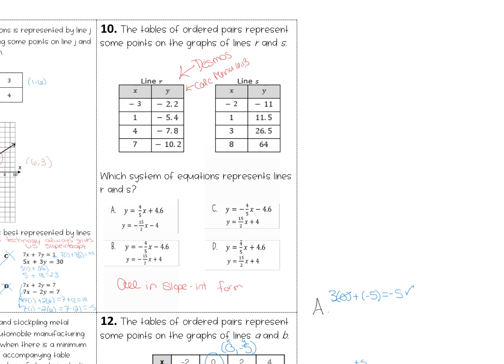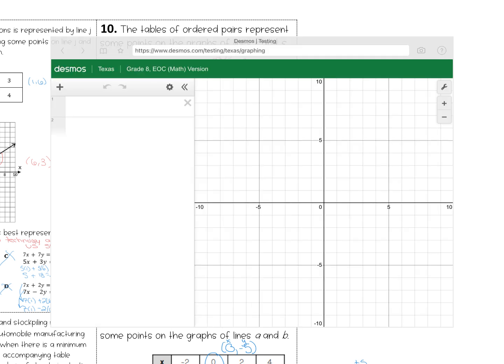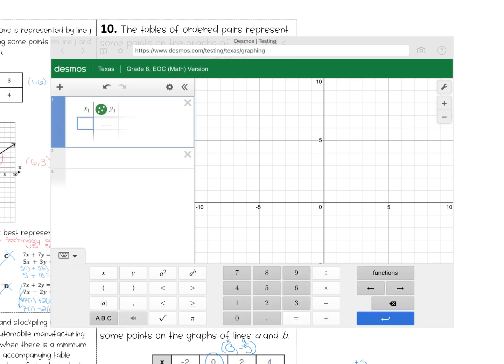So I'm going to add my Desmos testing browser. Make sure it's the one with the green strip. Remember, you press the plus sign in the top corner and then table. And then I am going to type in the table, it was for line R. So I'm going to type my x's just as I saw them. So -3, 1, 4, 7.